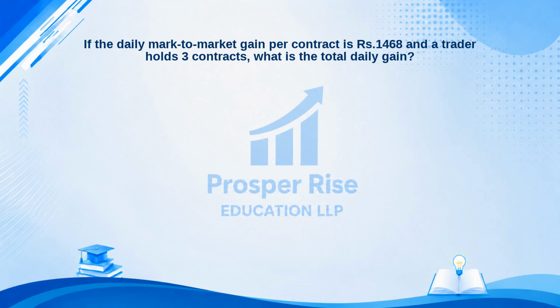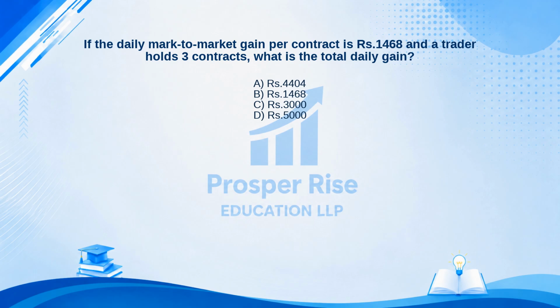If the daily mark-to-market gain per contract is rupees 1,468 and a trader holds 3 contracts, what is the total daily gain? Here are your options. A. Rupees 4,404. B. Rupees 1,468. C. Rupees 3,000. Or D. Rupees 5,000. Take a moment to pause the video and decide.